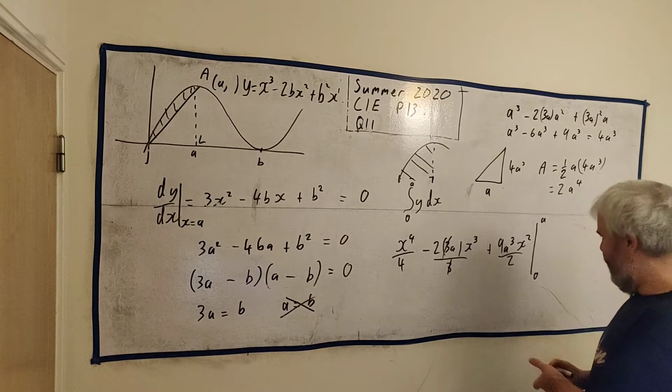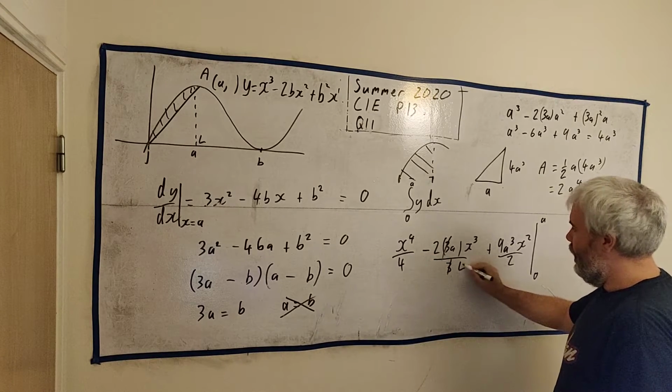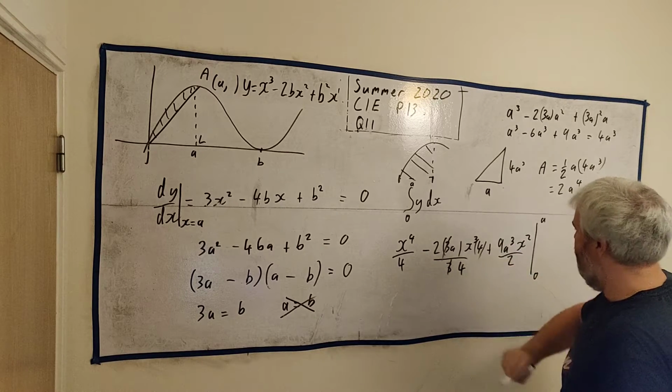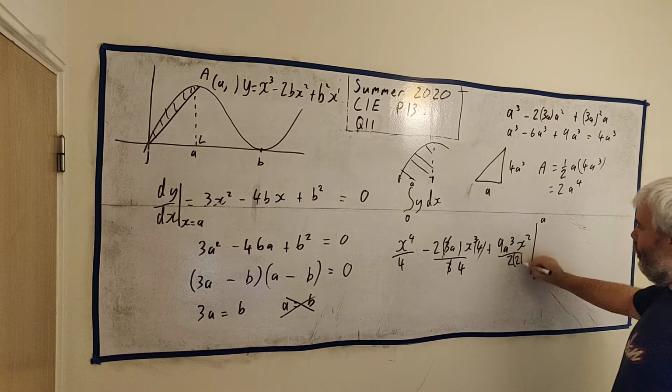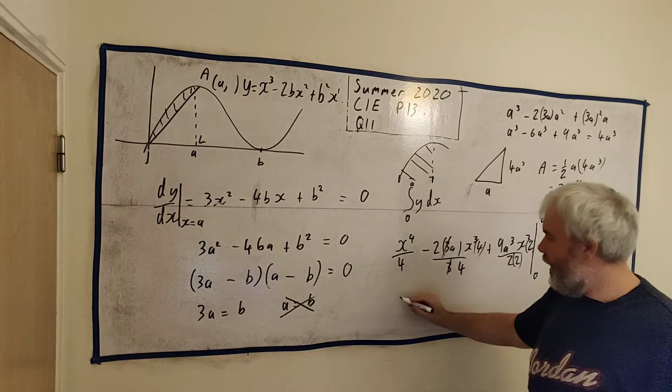Right, let's add this all together. Let's put everything over 4. This is over 4. Let's put this guy over 4. We need to put in another 4. This guy over 4. We need to put in an extra 2. Right, this should be easier to do now.